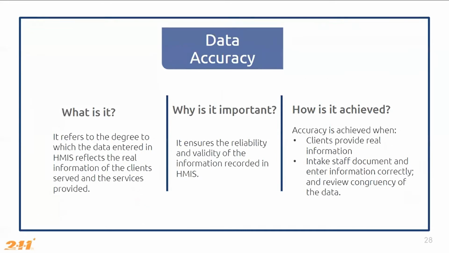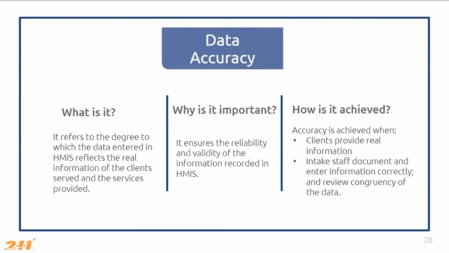Okay, so now let's talk about accuracy. What is accuracy exactly? Data accuracy refers to the degree to which data entered in HMIS reflects the real information of the clients we serve. And why is it important? Having accurate data is really important because it guarantees that the information in our system is reliable and also valid.